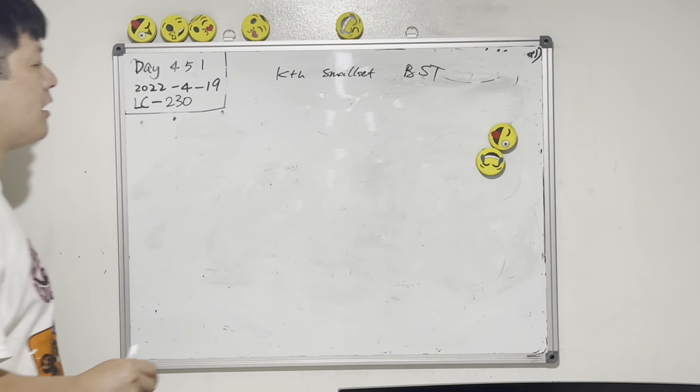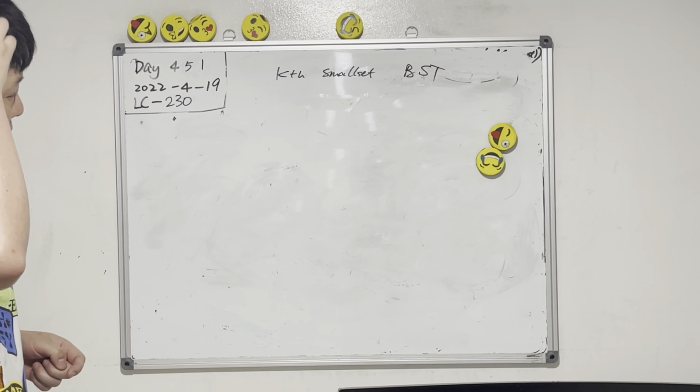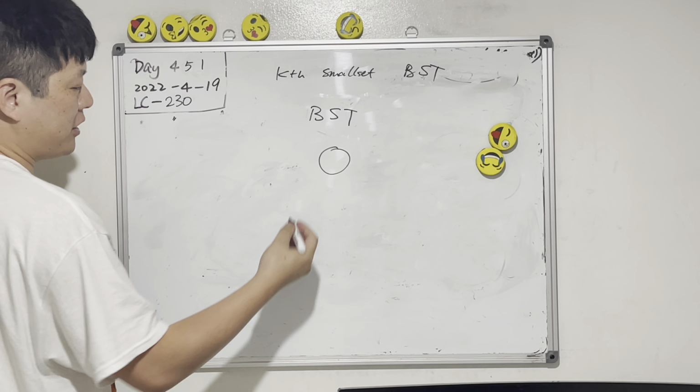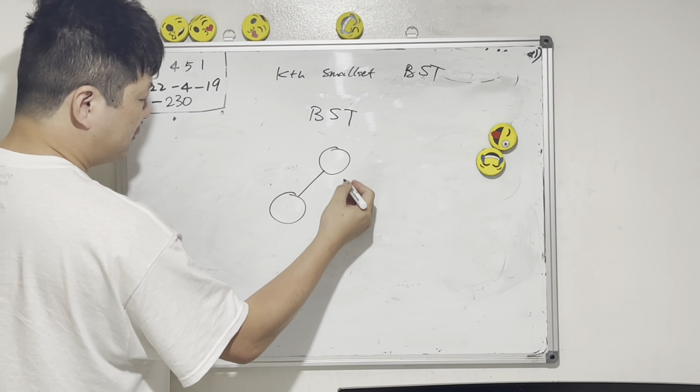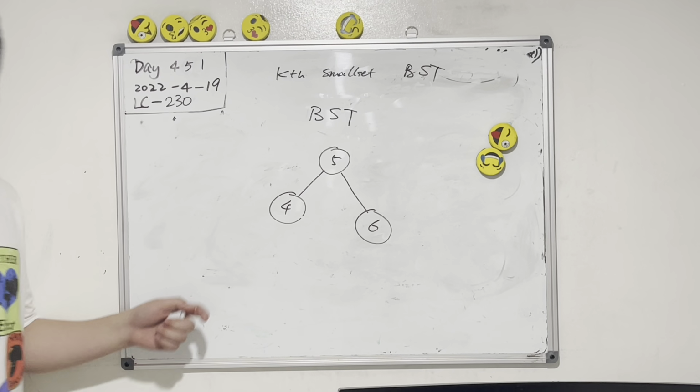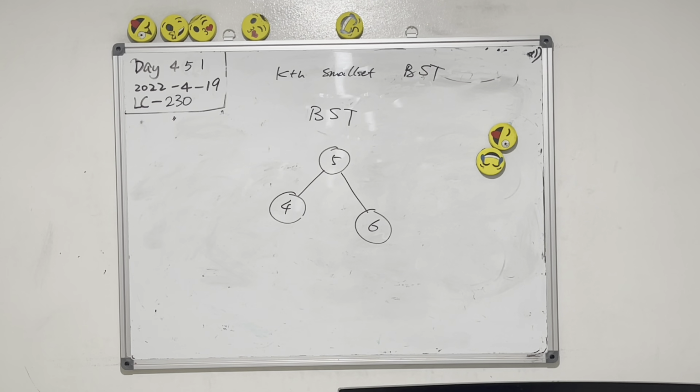Okay, so yesterday we talked about the k-smallest binary search tree. A binary search tree is a binary tree where the left nodes are smaller than the root and the right nodes are bigger. For example, like 4, 5, 6. So how do we traverse the binary search tree in order to get the sorted list?